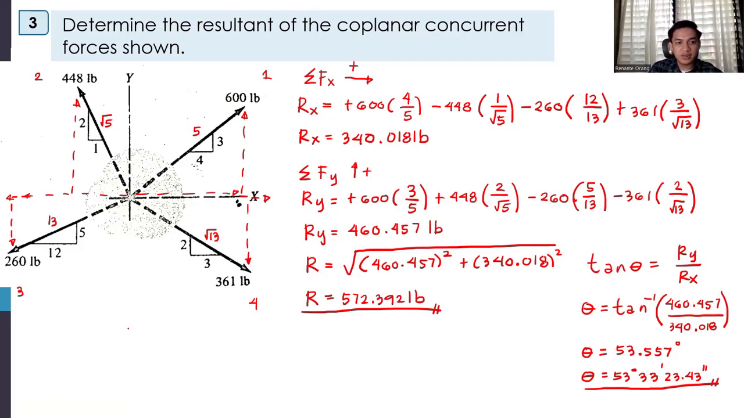So, quick sketch lang natin, class, to represent our resultant. We have our y-axis and x-axis. Tapos, Rx natin is positive, Ry is positive. So, yung resultant natin is nasa first quadrant. And this is our angle theta.